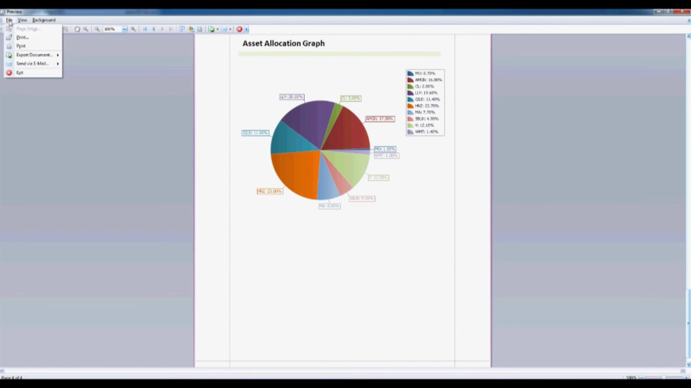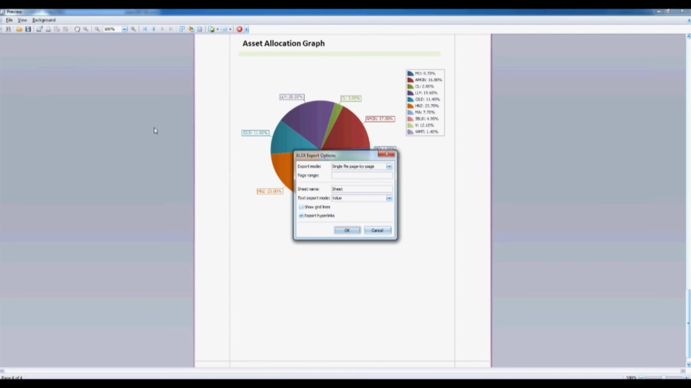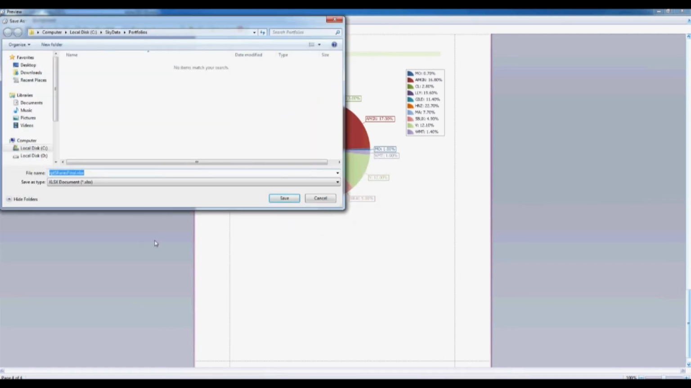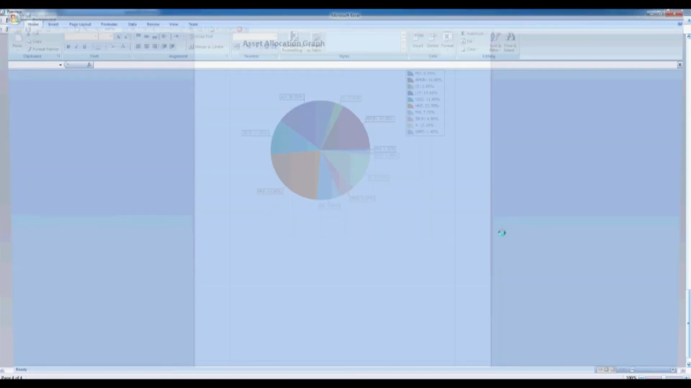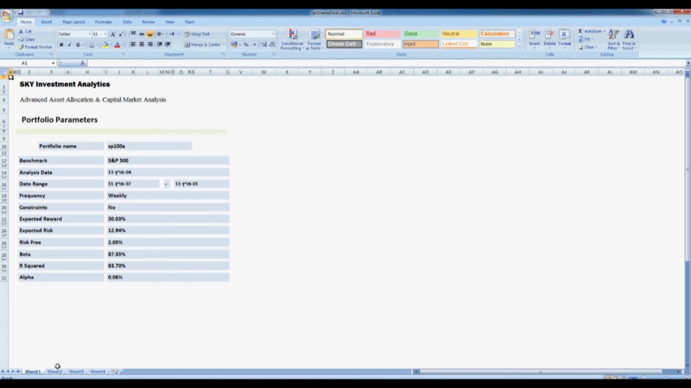Suppose we want to save it. We can export the document either as a PDF file, or suppose you want to save it as an XLS file. Let's say OK. We'll save it. We'll open it. This is our portfolio.